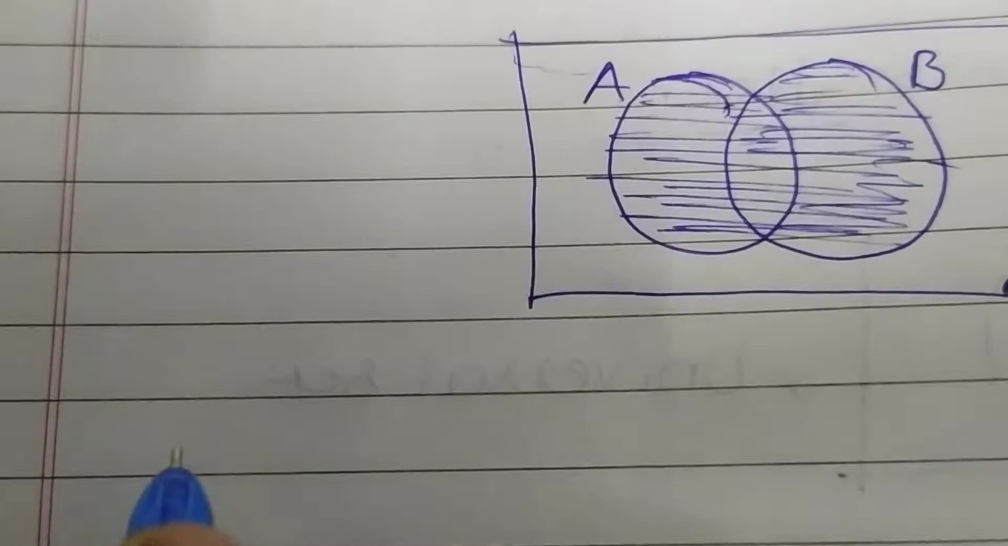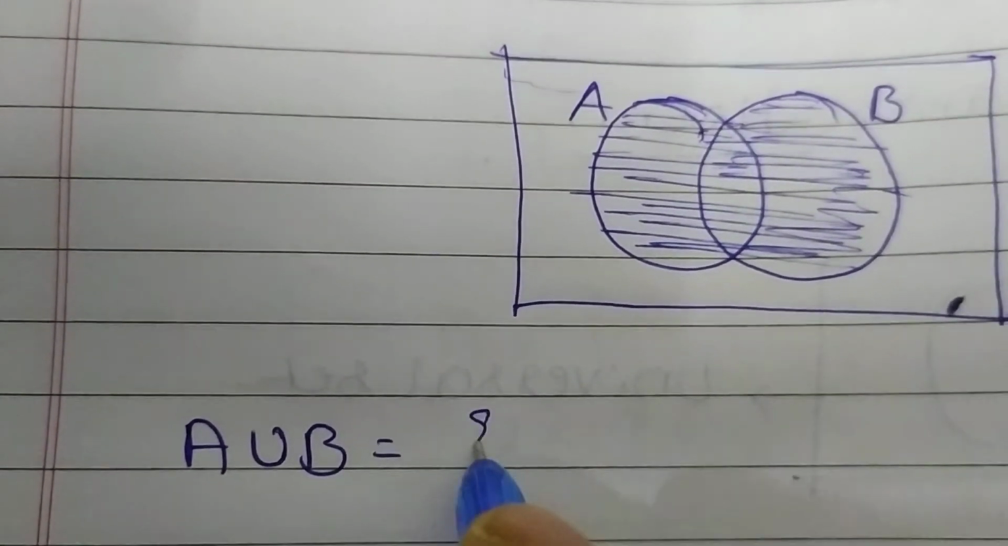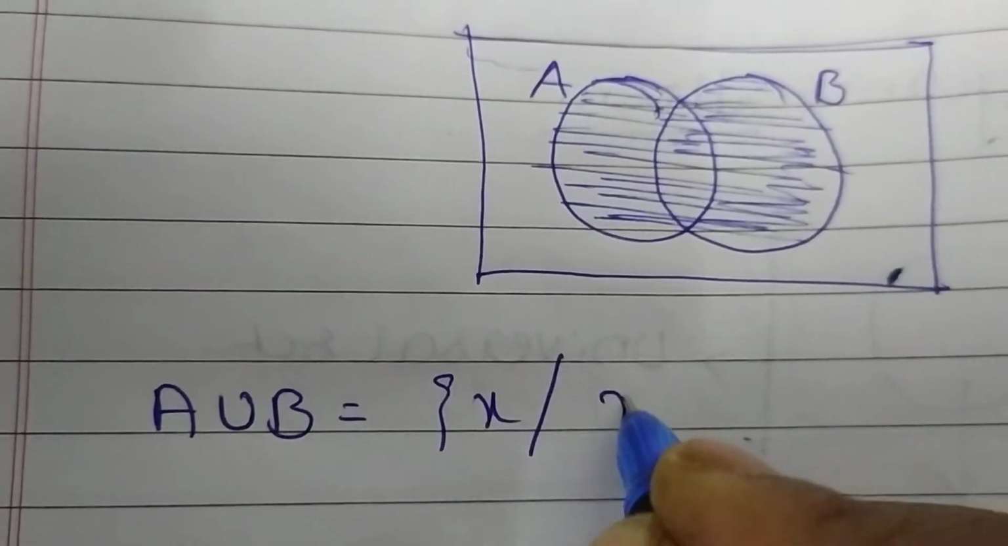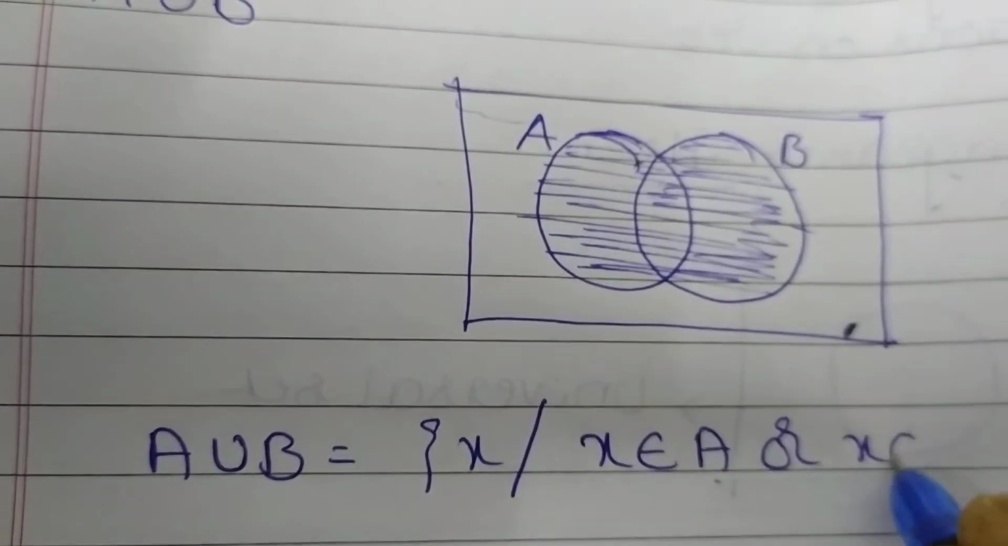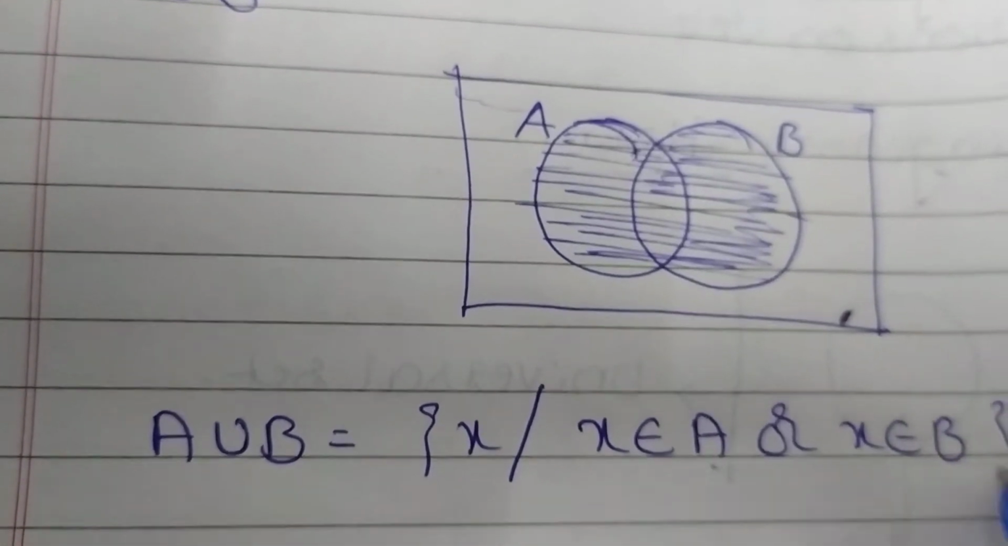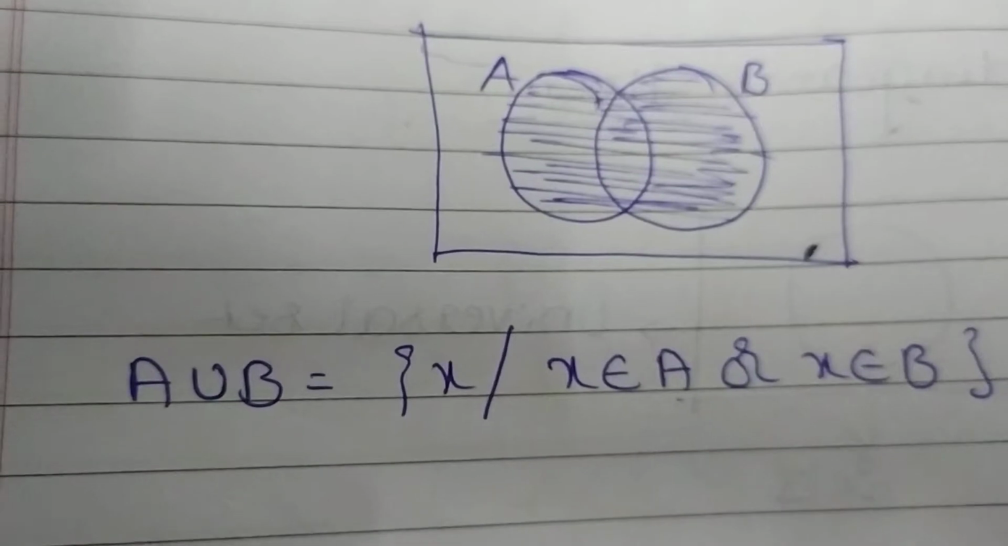So what is the set builder form of A union B? A union B equals to X such that either X is an element of A or X is an element of B. That means it contains all the elements of both A and B.